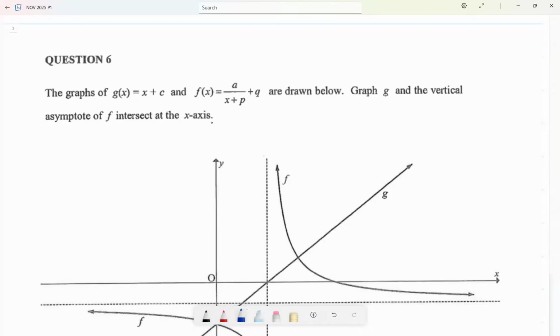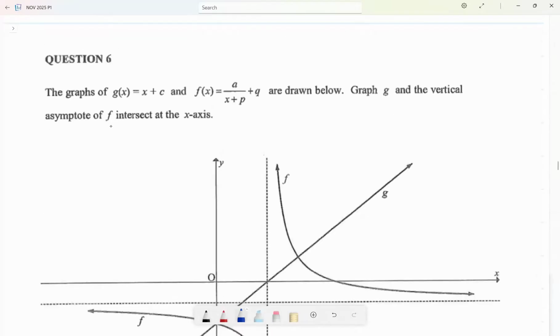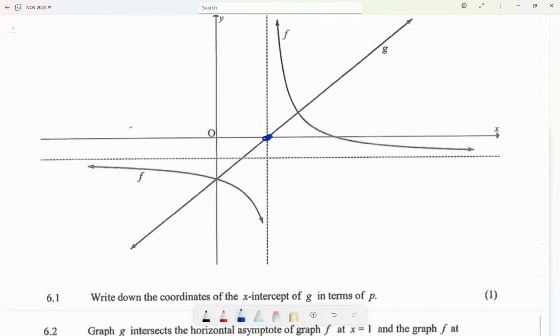Now let's look at question 6. It says the graph of g of x is equal to x plus c and f of x is equal to a divided by x plus p plus q are drawn below. Graph g and the vertical asymptote of f intersect at the y-axis. Okay, graph g and the vertical asymptote intersect here.